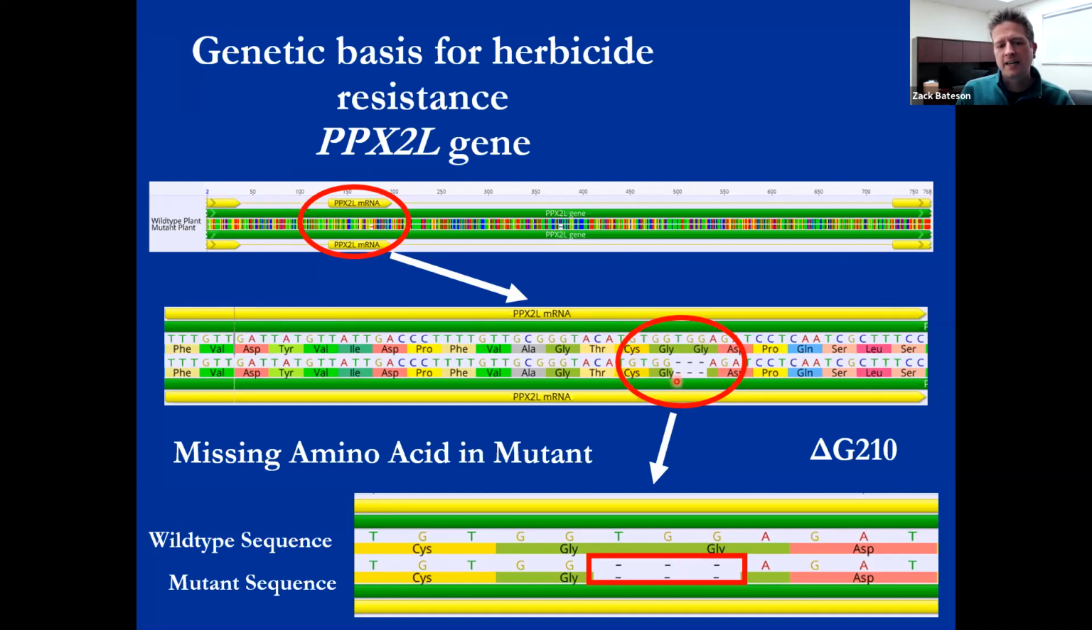You'll notice that there's a gap here, and then I zoom it in here towards the bottom. This gap in the mutant sequence causes those individuals that have that mutation, that deletion, to have a change in the protein product that this gene makes. And so we call this mutation the delta G210, because what happens in this mutant sequence is that there's a loss of this glycine amino acid.